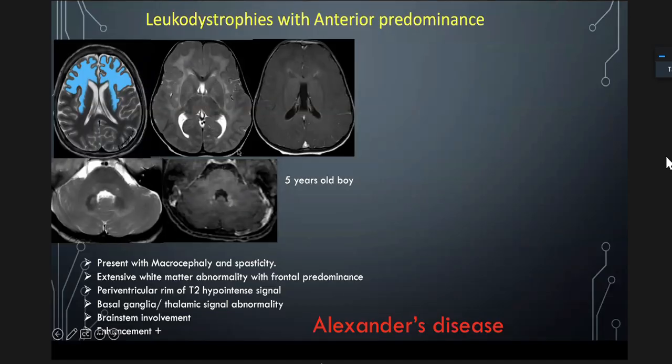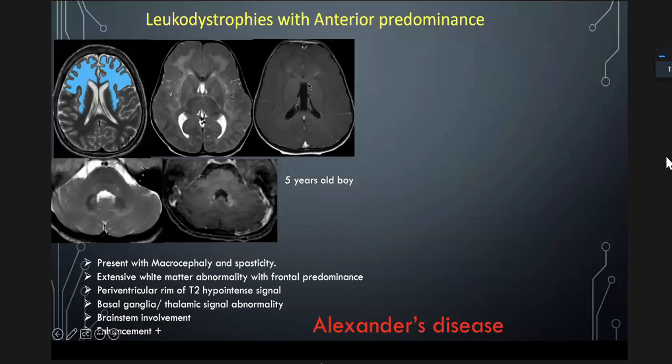Here this is a 5-year-old boy who comes with macrocephaly and spasticity. What do we see? We see abnormal T2 hyperintense signal involving the periventricular and the deep white matter. Notice the subcortical white matter is all spared because it's all normal myelin here. And there is frontal predominance, so the frontal lobe white matter is more involved compared to parieto-occipital.